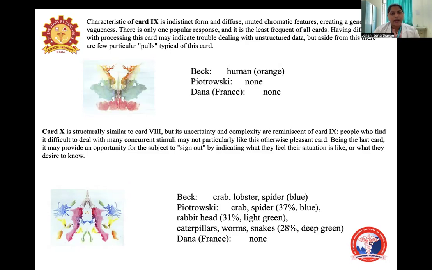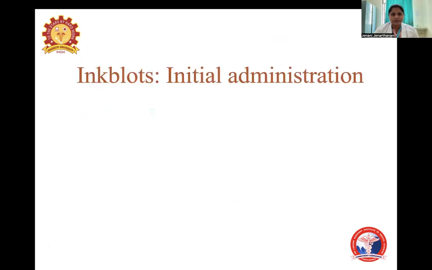Then card 10. It is structurally similar to card 8, but its uncertainty and complexity are reminiscent of card 9. People who find it difficult to deal with many concurrent stimuli may not particularly like this otherwise pleasant card. Being the last card, it may provide an opportunity for the subject to sign off, indicating what they feel their situation is like or what they desire to know. Beck: crab, lobster, spider that is blue, and Piotrowski: crab and spider that is blue.